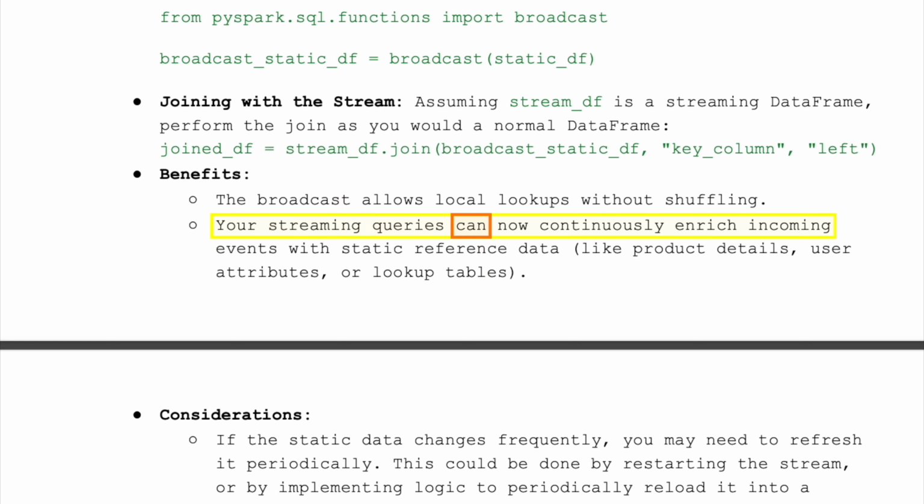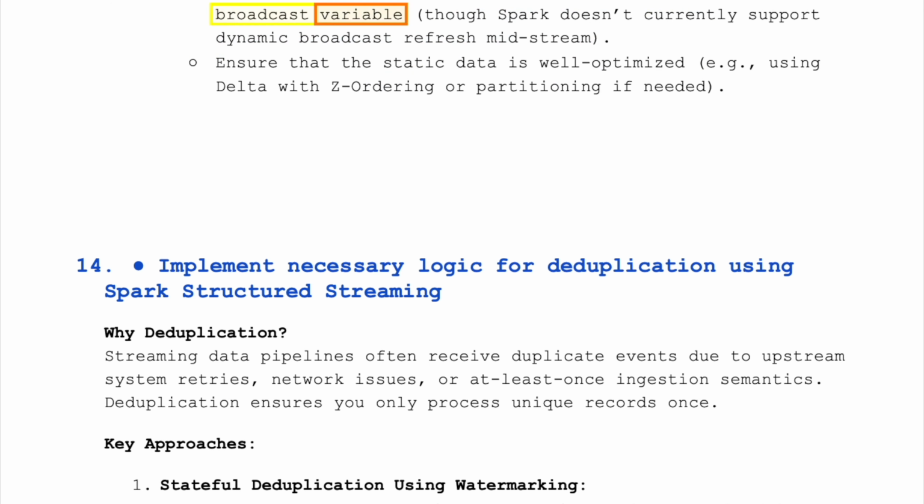Your streaming queries can now continuously enrich incoming events with static reference data like product details, user attributes, or lookup tables. Considerations: if the static data changes frequently, you may need to refresh it periodically. This could be done by restarting the stream, or by implementing logic to periodically reload it into a broadcast variable, though Spark doesn't currently support dynamic broadcast refresh mid-stream. Ensure that the static data is well optimized, for example, using Delta with Z-ordering or partitioning if needed.